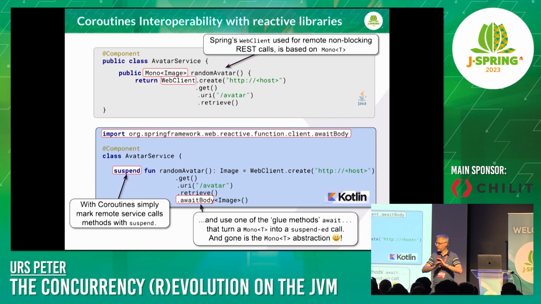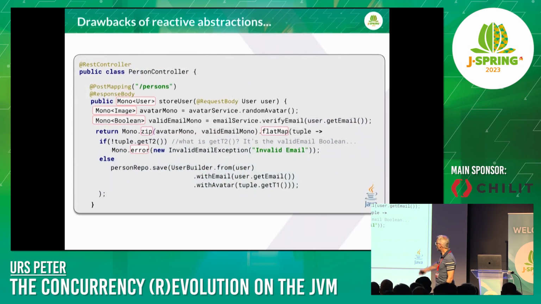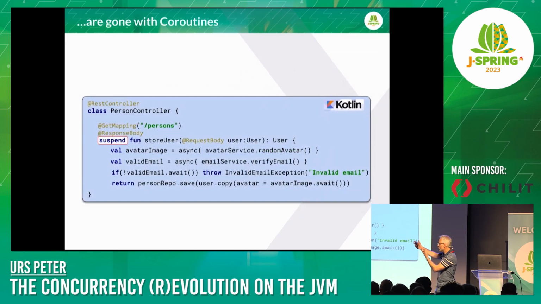Now the Mono abstraction is gone. I'm only back to real business domain objects. So by using this approach, all this kind of complexity we have here, we simply can convert it into that. The only thing I have to do is use suspend.